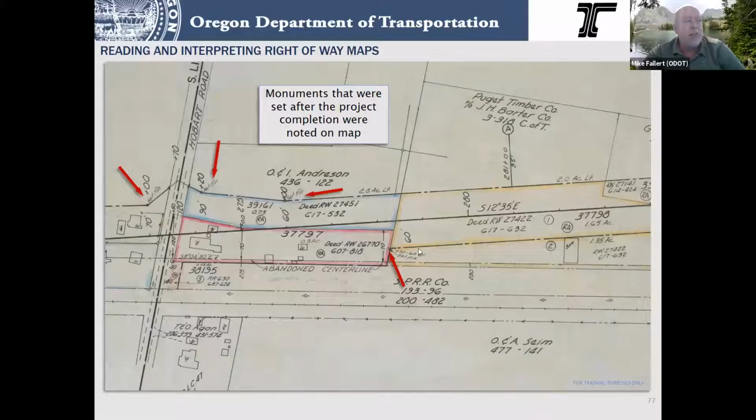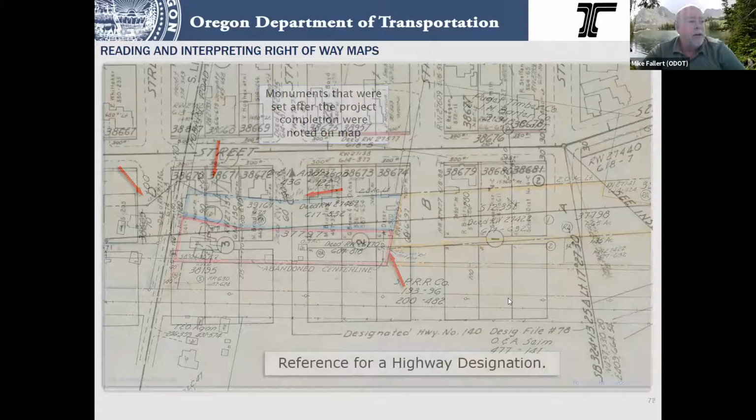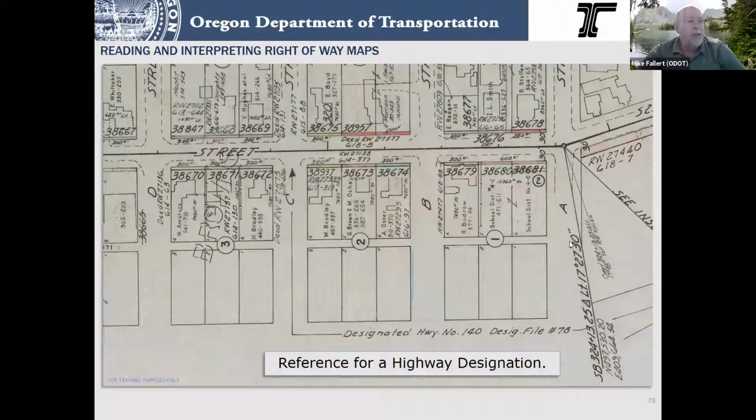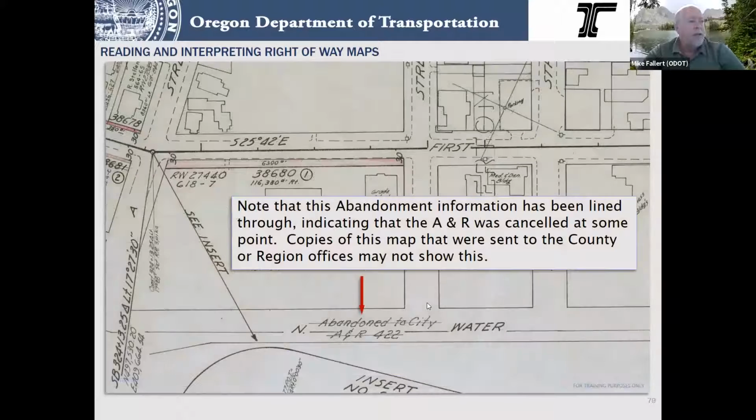Look for these notes, pin set. They made a lot of notes. Some of those were recorded in the county, some were not. So be aware of that. There's a reference to highway designation files. You can look, ask about those. It was designated number 140. So they'll put notes on there like that. You'll see notes about abandonments, stuff that we've transferred in sections or areas in these old ones. This one was going to be abandoned and then it got canceled.